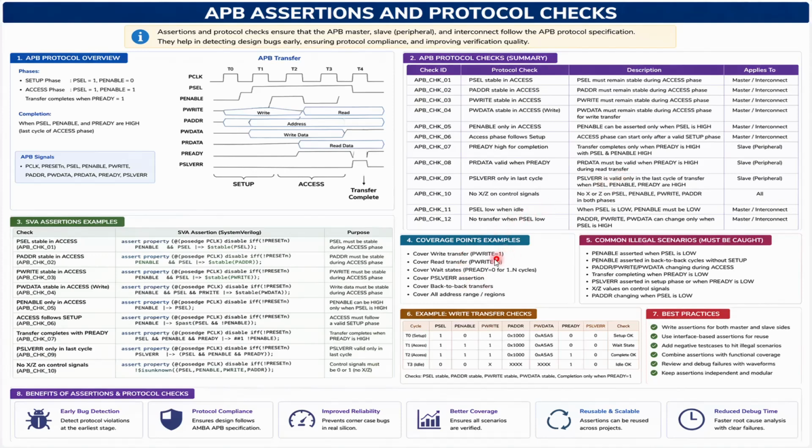Coverage points: write transfer, read transfer, wait state, slave error, back-to-back transfer, all these things we are checking. And an example, write transfer: PSELECT should be 1, PENABLE 0, PWRITE is 1, PADDR is maintained, PWDATA is maintained, PREADY should be 0, PSLVERR is 0, then setup is okay. So during the setup phase, we are checking that. Then access phase, idle phase.